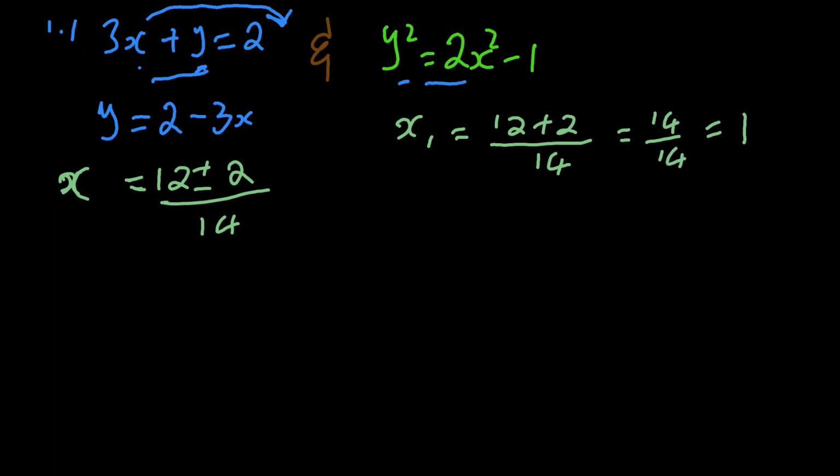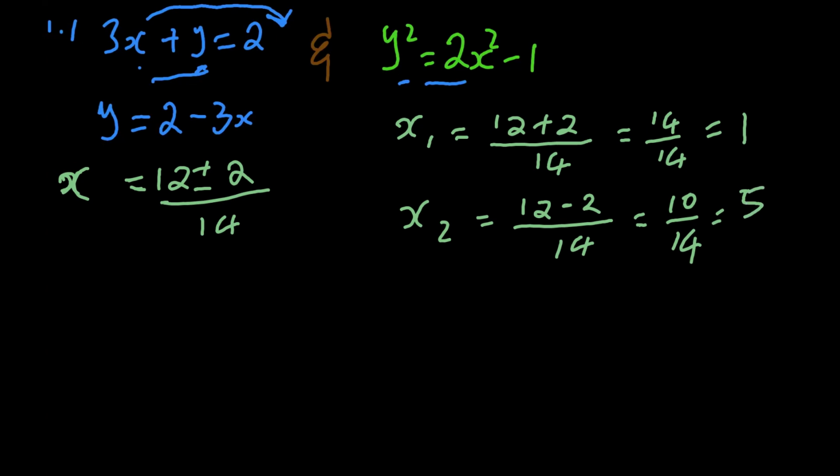The other one, the next value of x, is 12 minus 2, divided by 14, which is equal to 10 over 14. But we can simplify this. You can say 10 divided by 2 and 14 divided by 2. So 10 divided by 2 is 5, and 14 divided by 2 is 7. Now you have the two values of x.